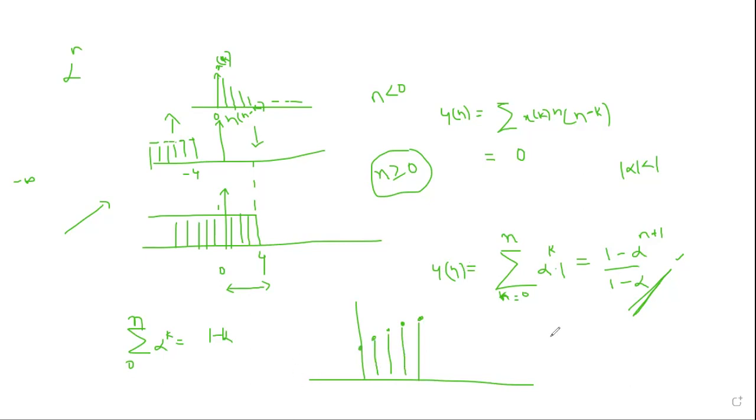But one thing is for sure, how do you describe this answer here? y of n equals 0 for n less than 0, and it is equal to 1 minus alpha to the power n plus 1 divided by 1 minus alpha for n greater than or equal to 0. Okay, this is how we solve these kinds of problems where both the signals are of infinite duration.